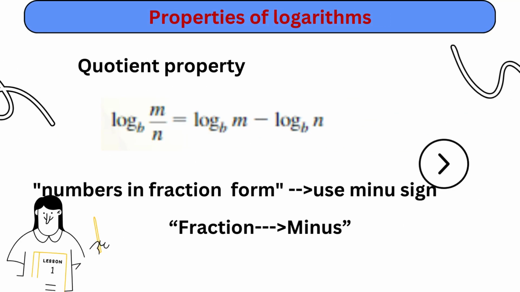Consider the quotient property of logarithm. Log of m by n to the base b equals log of m minus log of n to the base b. Here we can see both m and n are in fraction form in the log function. Hence, to separate them we use a minus sign, as they were together in the form of a fraction before. Remember the phrase: for fraction form, use minus sign to separate log, like fraction minus.